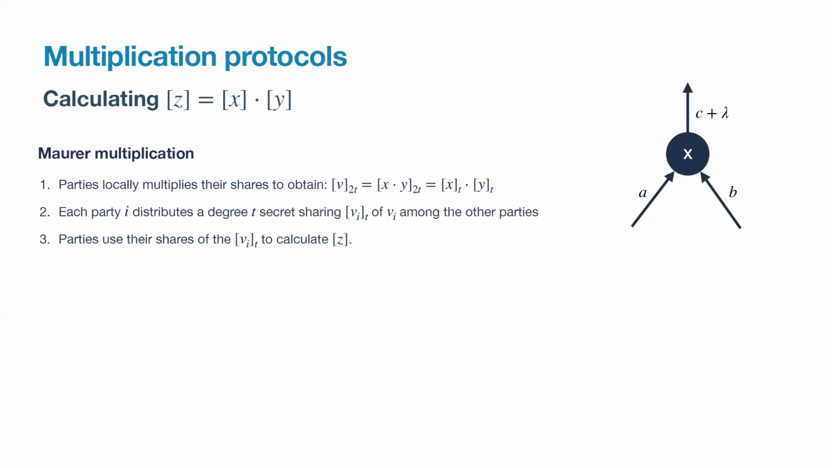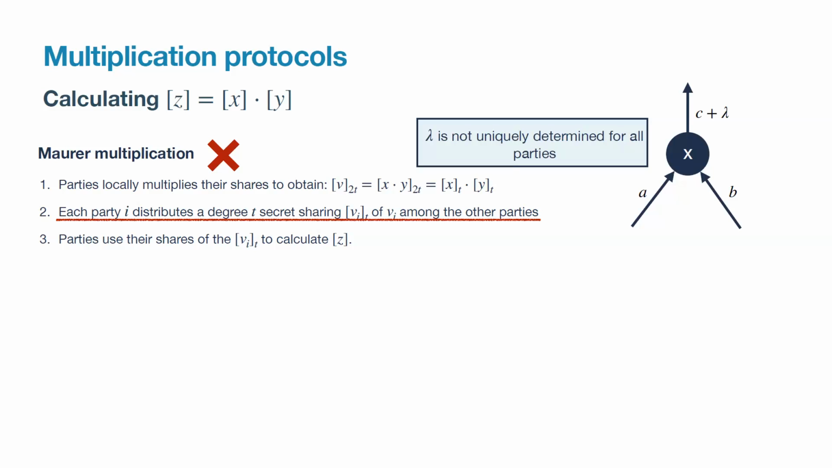So first we consider the classic multiplication protocol. Here the parties start by locally multiplying their shares, and then they have a secret sharing of the result, but it's a secret sharing of degree 2t, so they want to reduce it to degree t. And for that, they reshare the results they got in step 1. However, there's a problem in this step, which is that when the parties do this resharing, they can introduce different additive errors for different groups of parties. So this additive error is not uniquely determined for all the parties. So actually, we cannot use this.